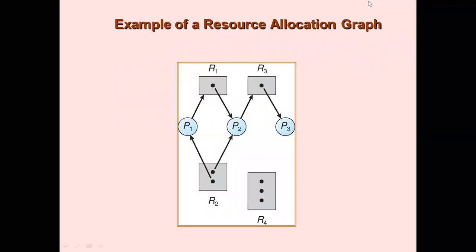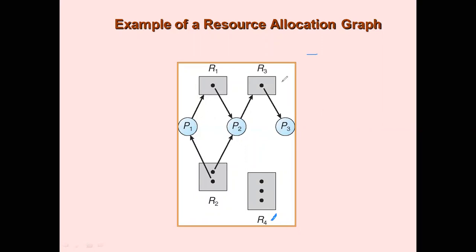So this is an example of a resource allocation graph, guys. Here P1 is requesting an instance of R1, but R1 is allocated to P2. P2 is requesting R3, but R3 is allocated to P3, and both R1 and R3 have only one instance. One instance of R2 is assigned to P1, and the other instance of R2 is assigned to P2, and R4 instances are available right now.